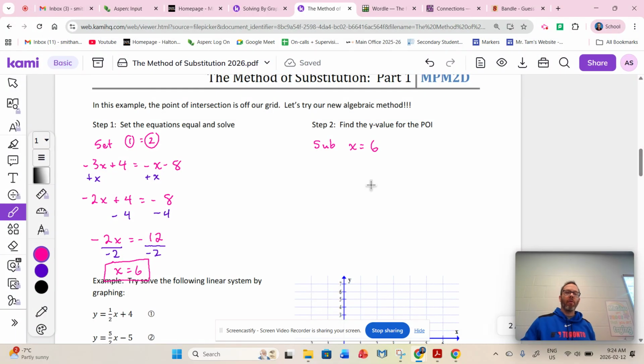So we're going to sub x equals 6 into, if you've already done equation 1, no big deal. I'm just going to mix it up. I'm going to sub into equation 2 just to be different. For you guys, it doesn't matter which one you plug in. My advice to you guys is to pick the one that you find comfortable working with.